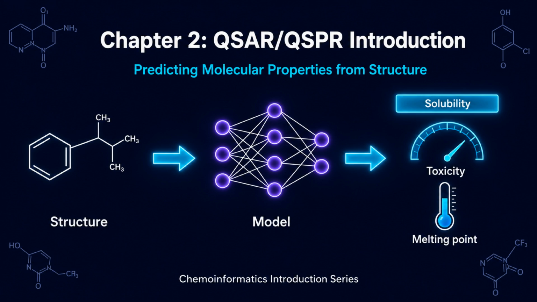Welcome to Chapter 2 of the Chemoinformatics Introduction series. In this lecture, we'll explore how to predict molecular properties directly from chemical structure. This is the core of QSAR and QSPR, turning molecules into numbers, then using machine learning to make predictions. By the end of this chapter, you'll understand molecular descriptors, fingerprints, and how to build your own property prediction models.